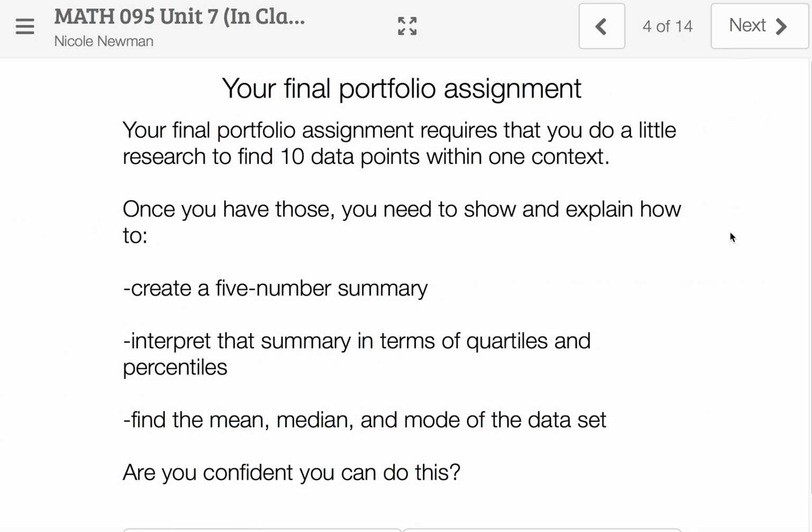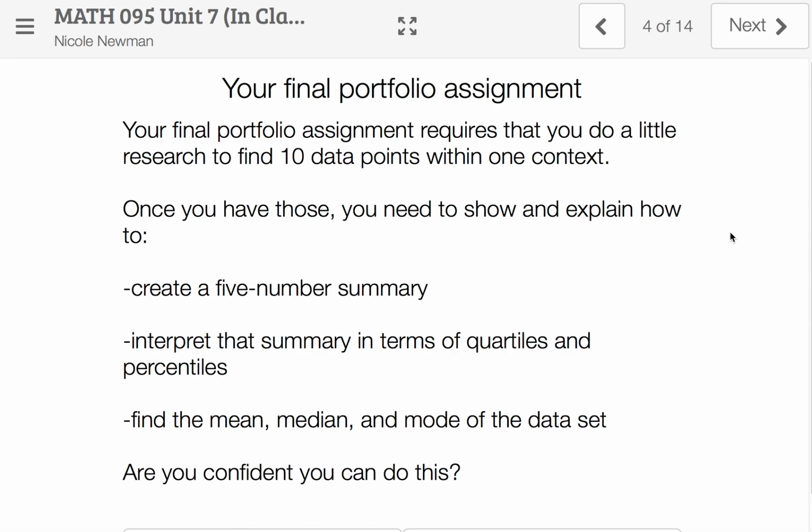On the very last portfolio assignment that you need to do, your job is to do some research, come up with 10 data points within a single context. So sometimes students use things like the weight of, last semester someone used the weight of grapes. They had a kitchen scale and they measured 10 grapes for what each one of them weighed, and they recorded that and recorded themselves making those measurements. I've had students use outputs from their wearable fitness gear, so Fitbit data.